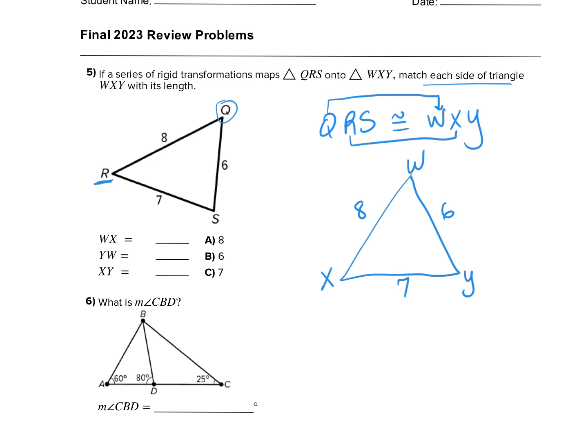A rigid transformation refers to a translation, a reflection, or a rotation. So the angles and the triangle lengths are going to be congruent. So we can just match them up letter for letter. So WX, as you can see here, is 8. YW is 6. And XY is 7.